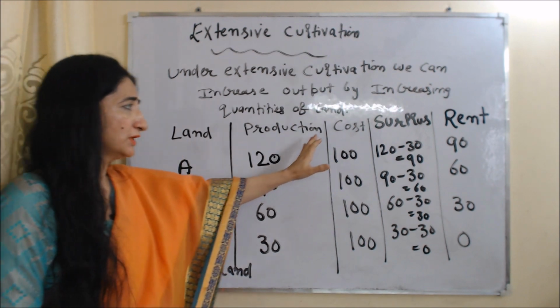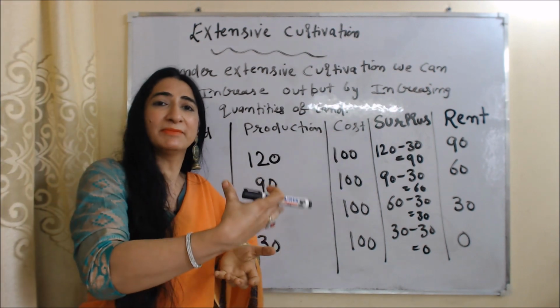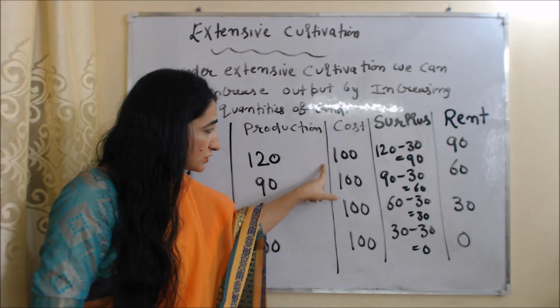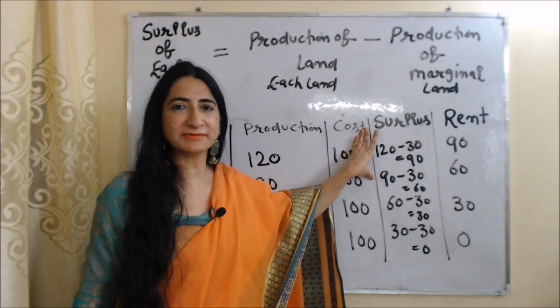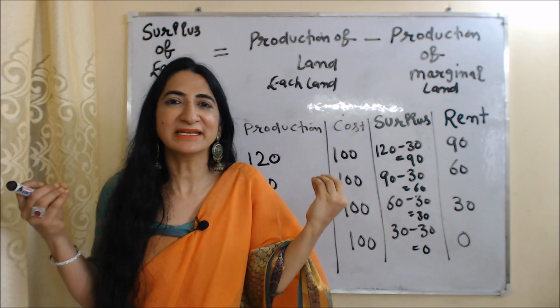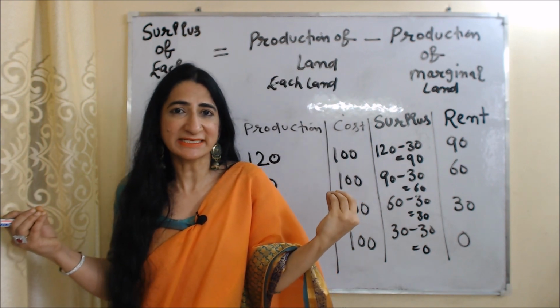In third column we have cost of employing labor and capital. You can see our cost is 100 and our cost will remain constant. In fourth column we have surplus. How we can calculate surplus from each land?